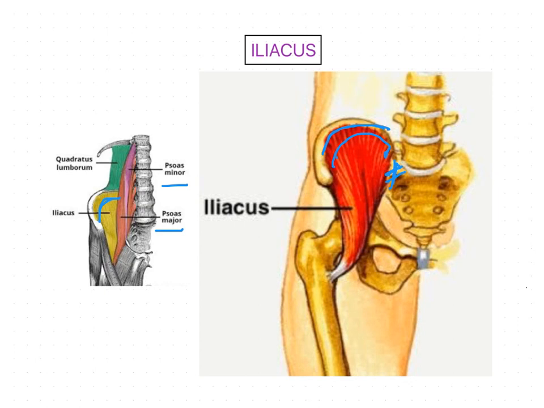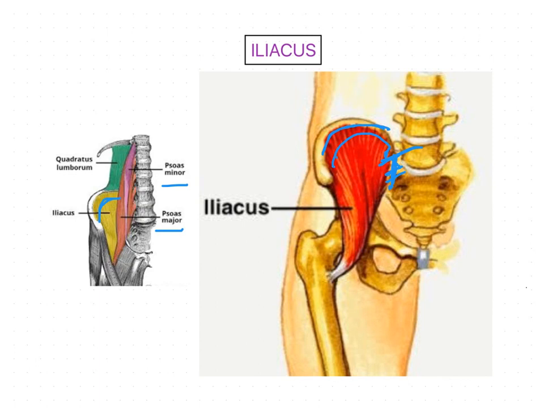From there, some of the fibers of this iliacus originate, and also from the iliolumbar ligament. This iliolumbar ligament connects the lumbar vertebrae to the ilium. So these two ligaments we can study in detail when we are dealing with the sacroiliac joint. There you can find these ligaments.